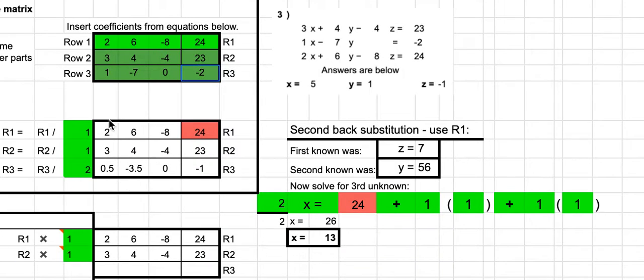Again, is there any common factoring? Yes, there is. There's no common factoring in row 3. I should put a 1 there. But there is common factoring in row 1. So I can take a 2 out of all of those. Whoops.